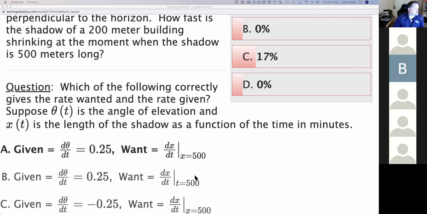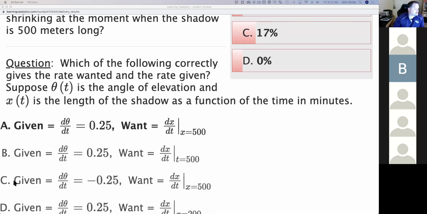A lot of students will always think about evaluating the derivative at a time value. And so the most common incorrect answer is typically B, because they're evaluating at a time value, or it's C, because they misinterpret the sign of the given rate. Remember, a positive derivative means the function is increasing over time. A negative derivative means it's decreasing over time.